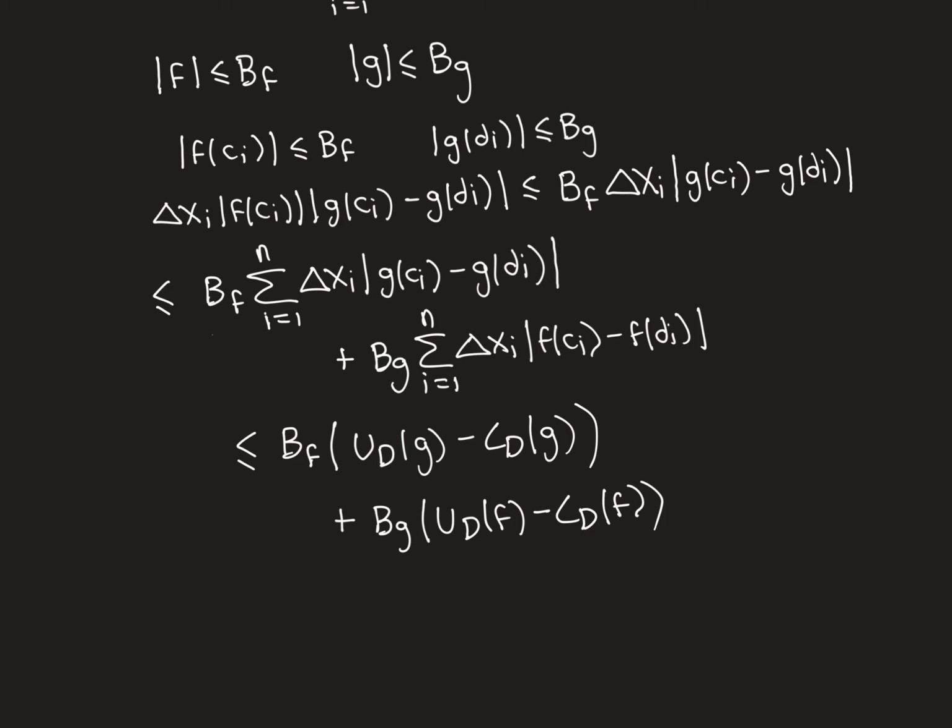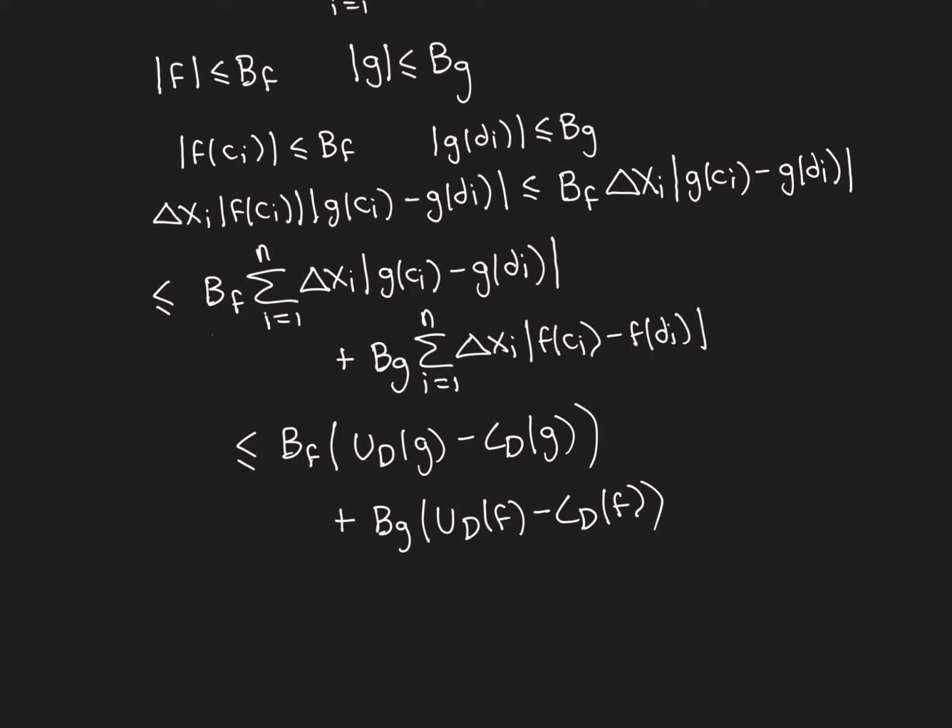But we know that if we took the set of all such sums for g and the set of all such sums for f, those sets have suprema, and we know what the suprema of those sets are. The supremum for this set is going to be the upper Riemann sum of the function g minus the lower Riemann sum for the function g, and for this one it's going to be the upper Riemann sum for f minus the lower Riemann sum for f. So because the suprema are upper bounds, the values of these specific sums must be less than or equal to the supremum of those sets.